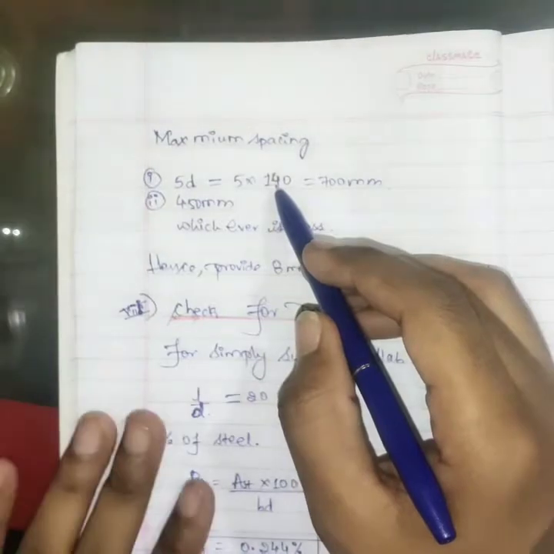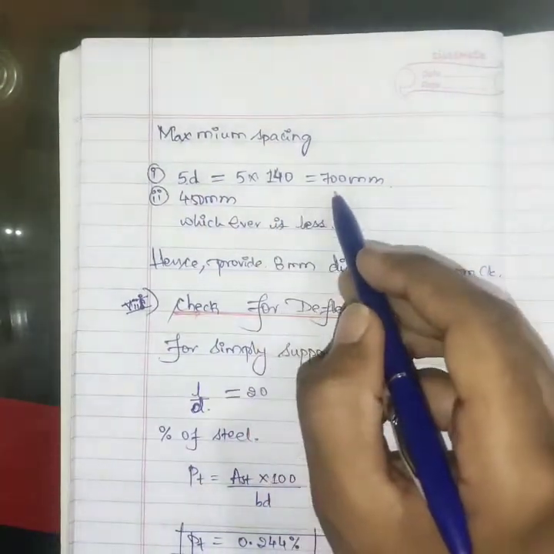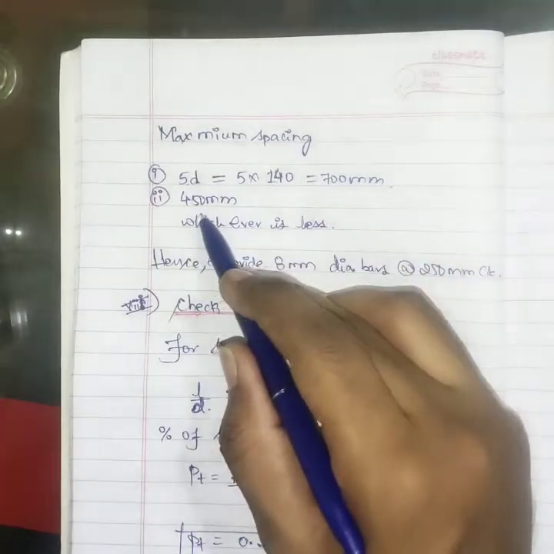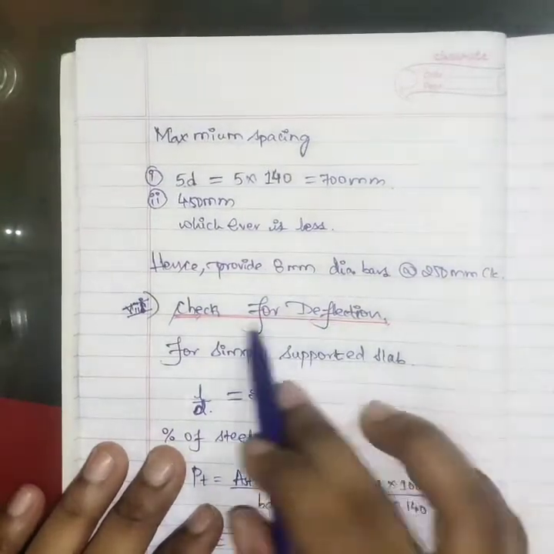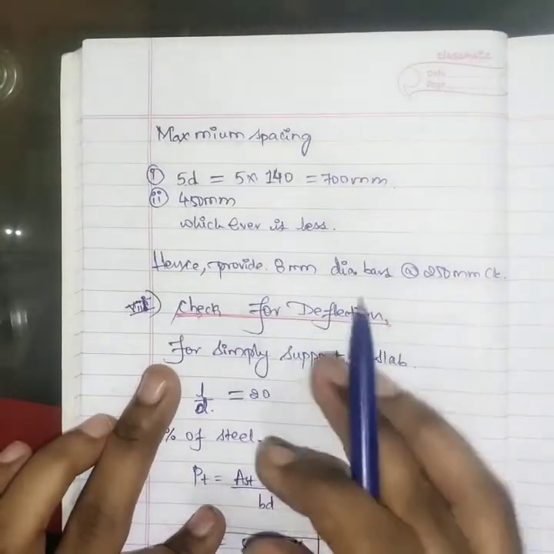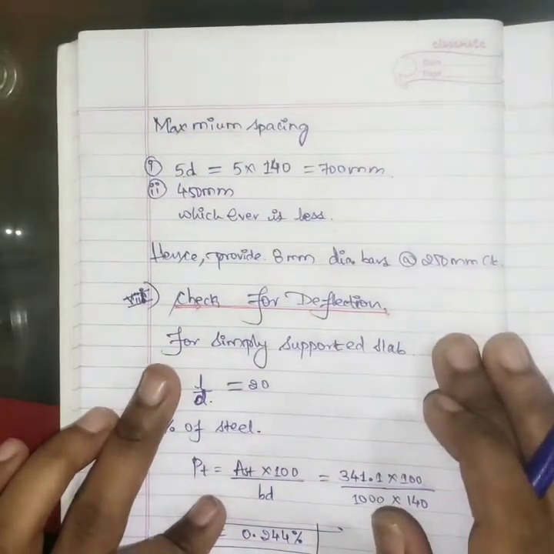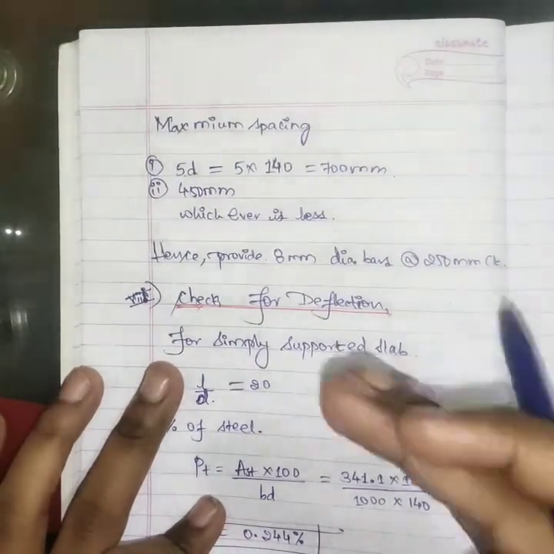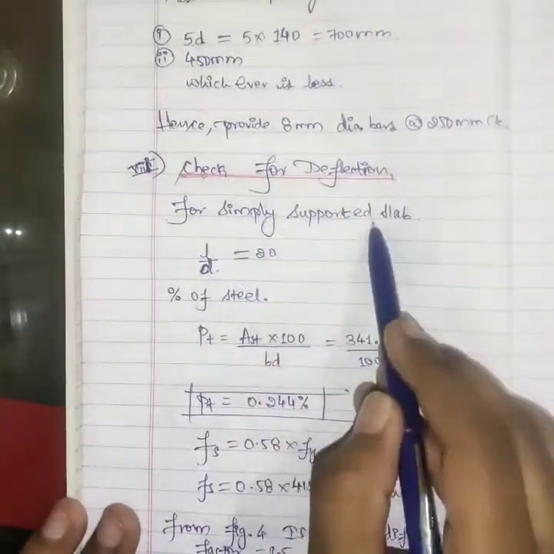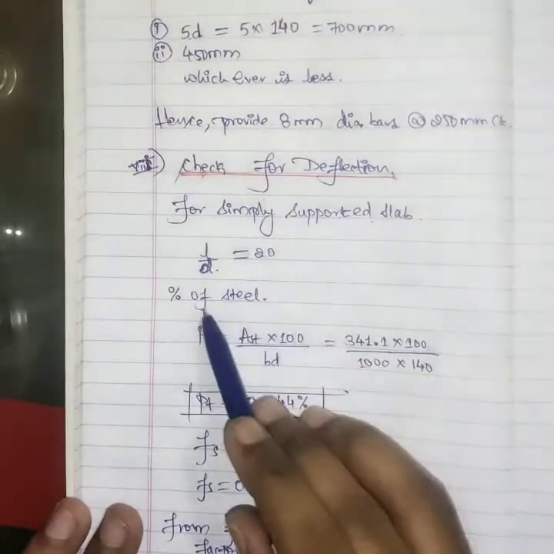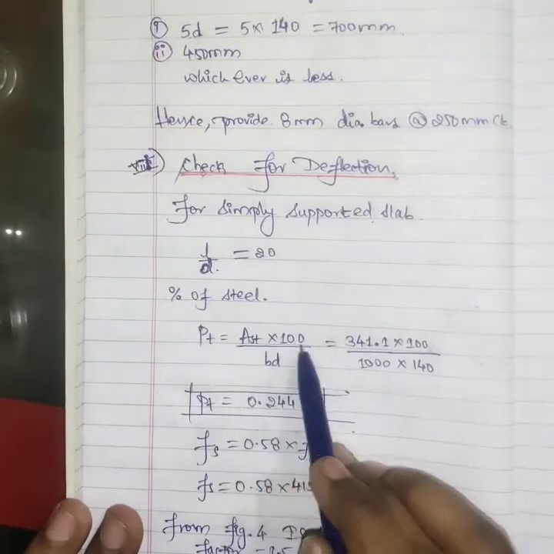Check for the deflection. Now we have to check whether it is under the control of the deflection or not, whether the slab is getting deflected or not. If it is getting deflected, it means we have to increase our depth. For the simply supported slab, the L by D ratio is 20, and the percentage of steel is PT is equal to capital AST into 100 divided by B into D. We have already calculated AST as 340, into 100 divided by 1000, B is always 1000 for slab, and effective depth is 140. The percentage of steel is this much.